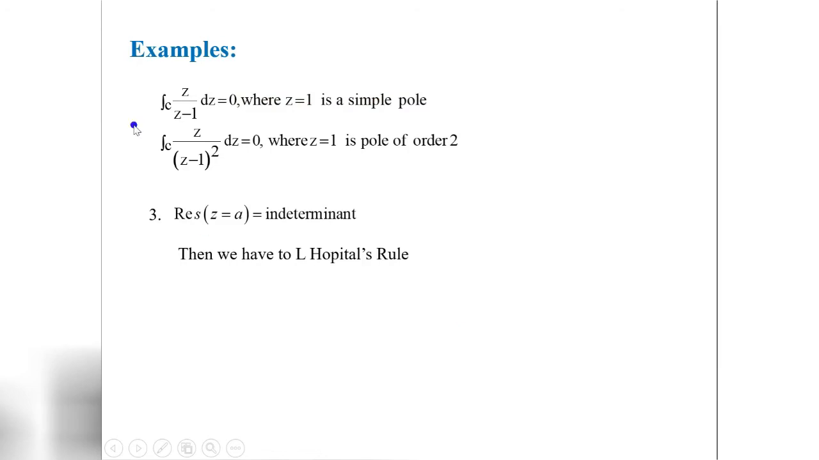Example. The first example is the integral over C of z by z minus 1 dz, where the function is z by z minus 1. By equating the denominator to zero, we get the pole z equal to 1. It's a simple pole. The next example, the function is z by z minus 1 whole square, in which z equal to 1 is a pole of order 2. By applying the above two cases, we may get indeterminate forms. If we get indeterminates, we have to use L'Hospital's rule for further proceedings.